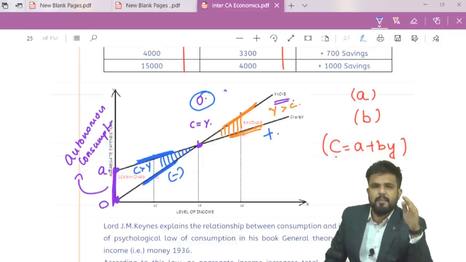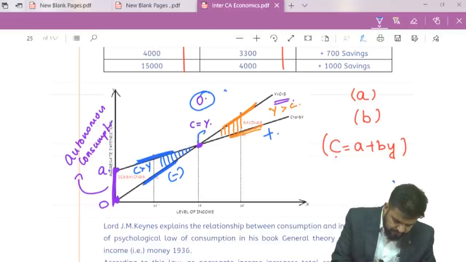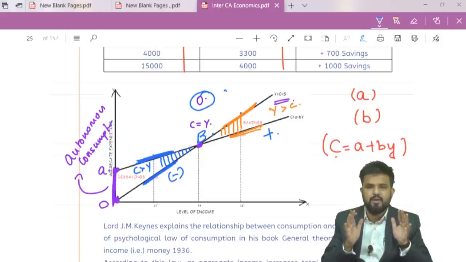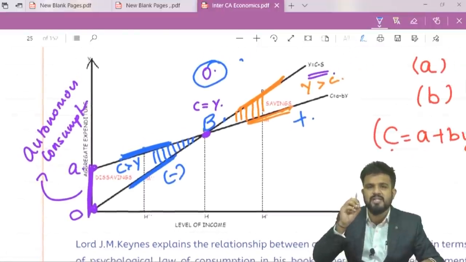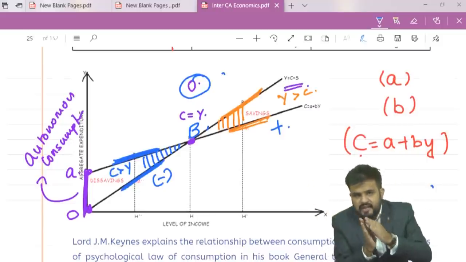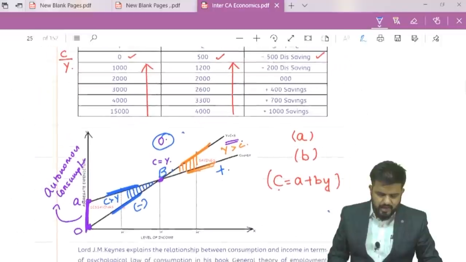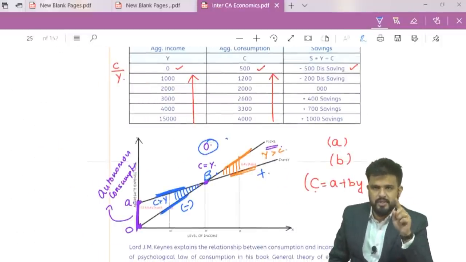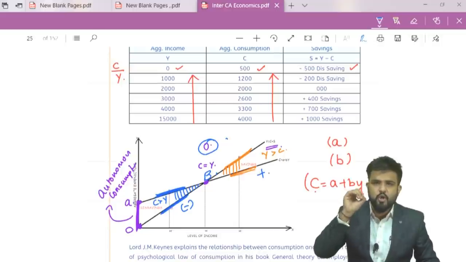So students, please understand, if you want to talk about savings, then you need to first speak about consumption and income. So can I say triangle OAB? Triangle OAB denotes this savings. Point B denotes savings are zero, and after point B, savings rises at increasing rate. So students, table and diagram, both are important if consumption function is asked. This question was asked once till date, and precisely it was mentioned in the question, draw table and diagram.